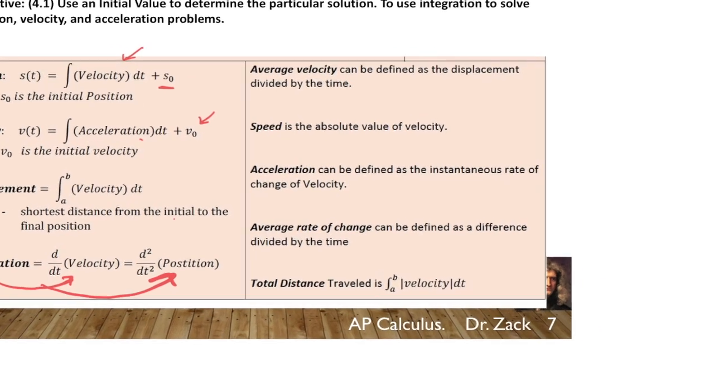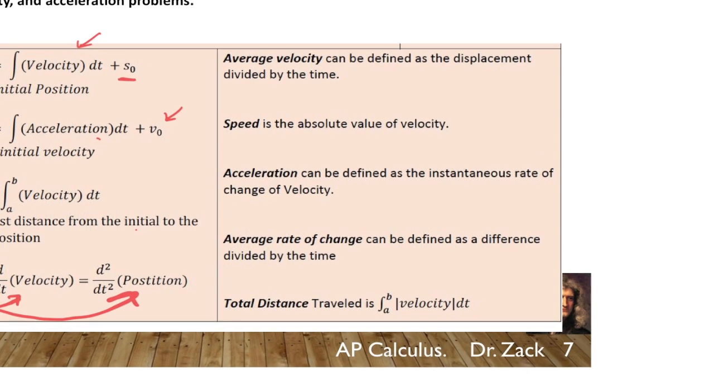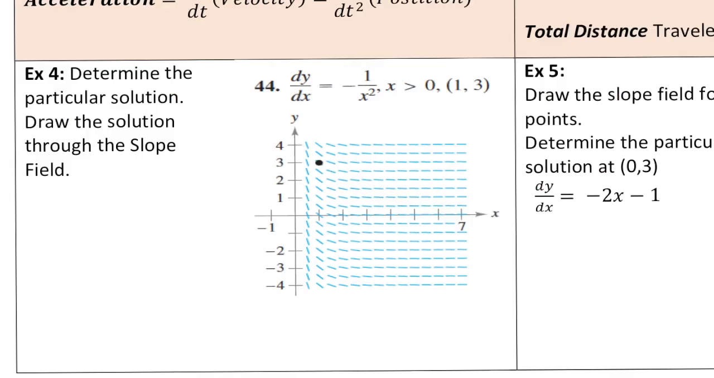We have some more definitions here for you, so you can use this as a handy reference. Average velocity is defined as the displacement divided by time. Speed is the absolute value of your velocity. Acceleration can be defined as the instantaneous rate of change of velocity. Your average rate of change can be the difference of whatever function you're dealing with divided by time. And total distance is the integral from a to b of the absolute value of your velocity.